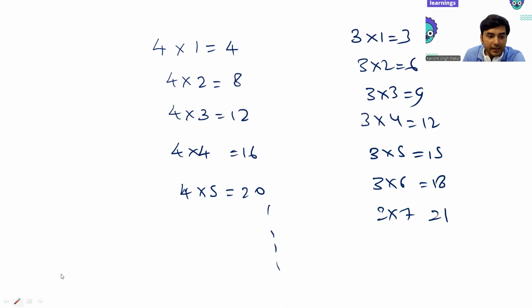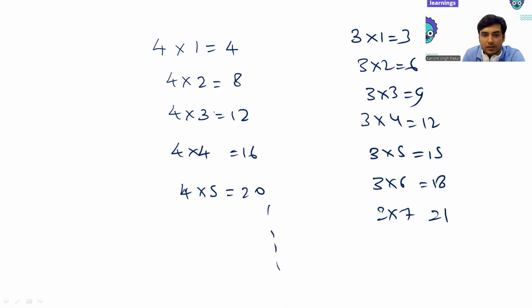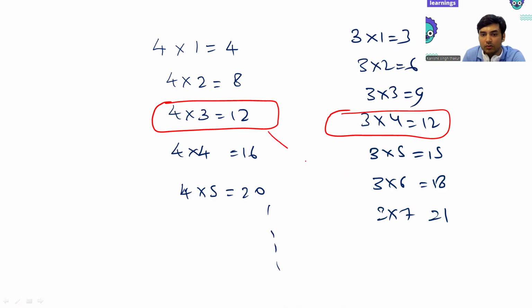Now see the least number which is common in both the times tables, which is 12. I can see 4 times 3 is 12 and 3 times 4 is also 12. So this is our LCM, the least common multiple. I'll say the LCM of 3 and 4 is 12. Before 12, you cannot see any number that is common in both the times tables. So this is what LCM is.